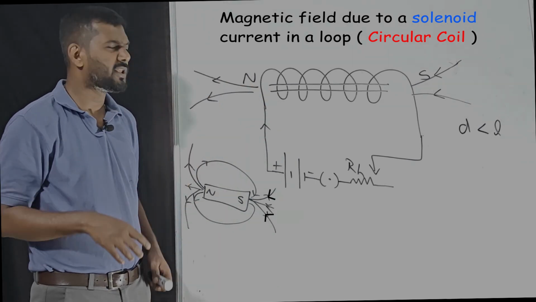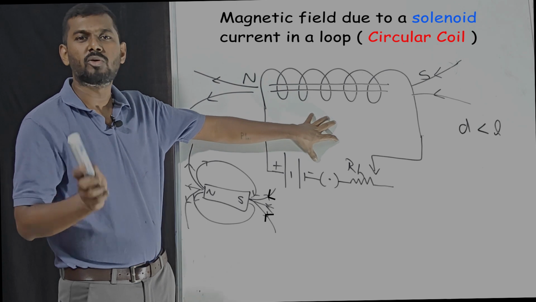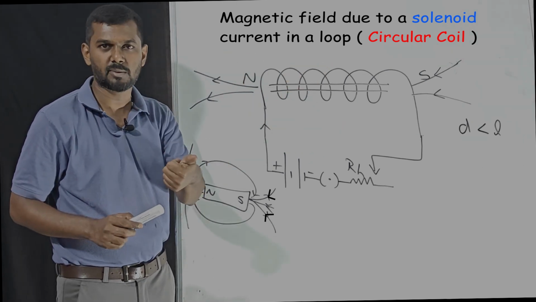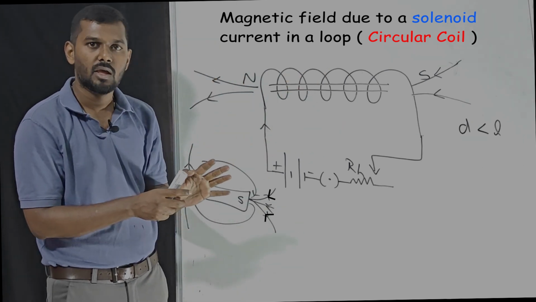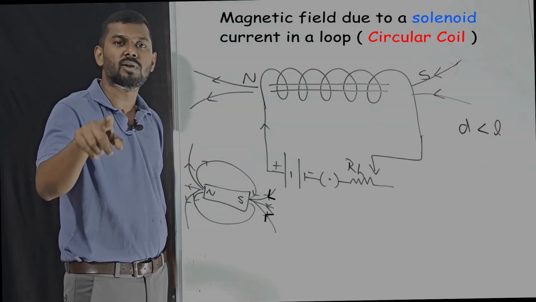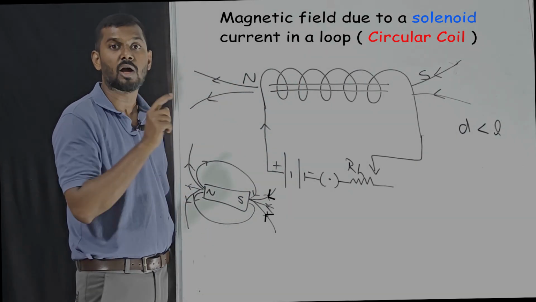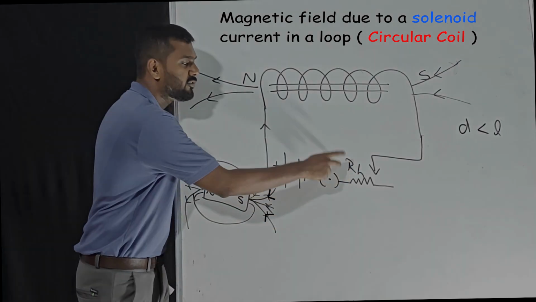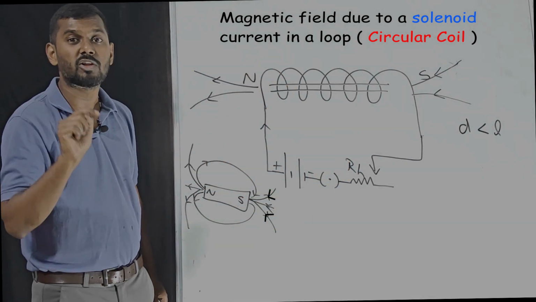in the solenoid. But here, if a diagram is given, you cannot increase the number of turns, correct, because the diagram is already given. So number of turns will not come into the picture. Then what is the only possible way? Increasing the current. How to achieve that? By decreasing the value of resistance in the rheostat. This is what you have to write.